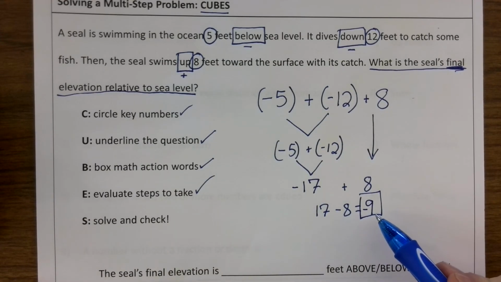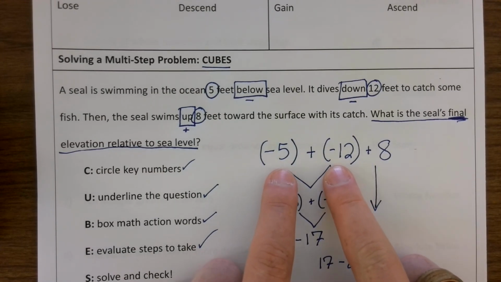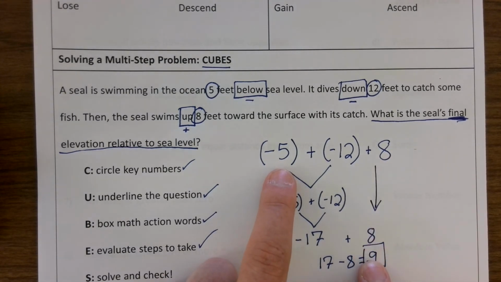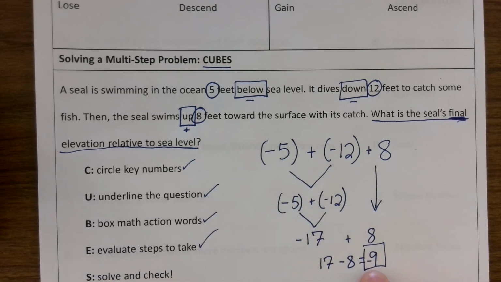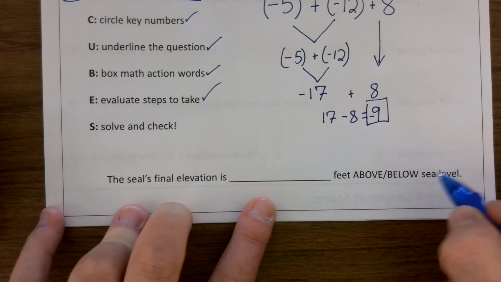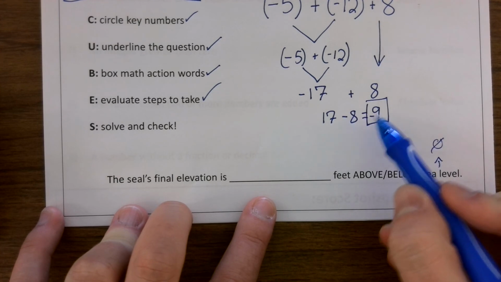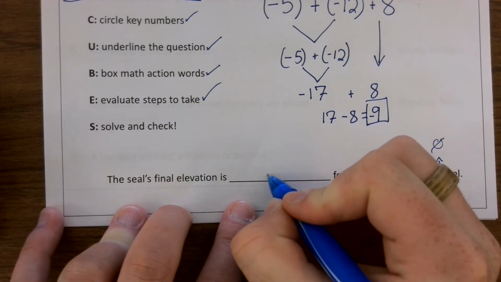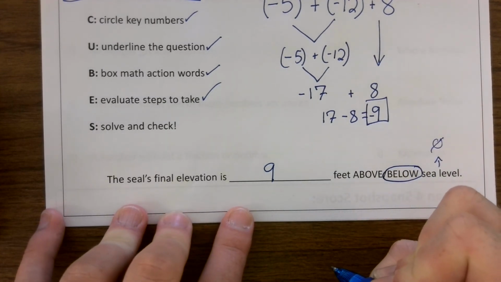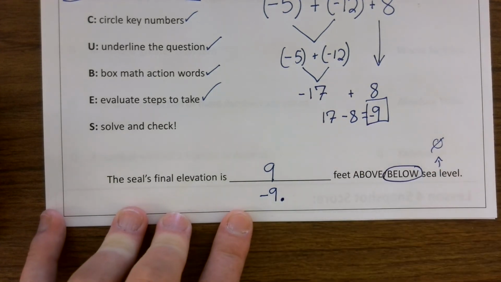Does this make sense? If we look down here, we swam down quite a bit before swimming up a little bit. So it makes sense that our answer would end up being negative because the seal is still underwater. And when we talk about sea level, we're talking about sea level being 0 elevation. So if sea level is 0 and we're at negative 9, we are 9 feet below sea level. You could also say the seal's final elevation is negative 9, and put a period, and that would be the end.